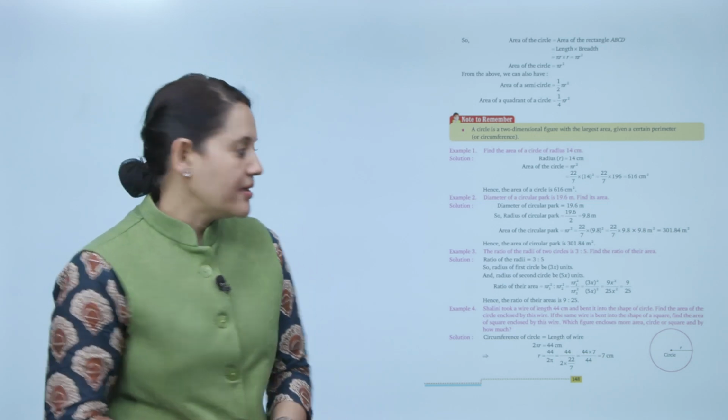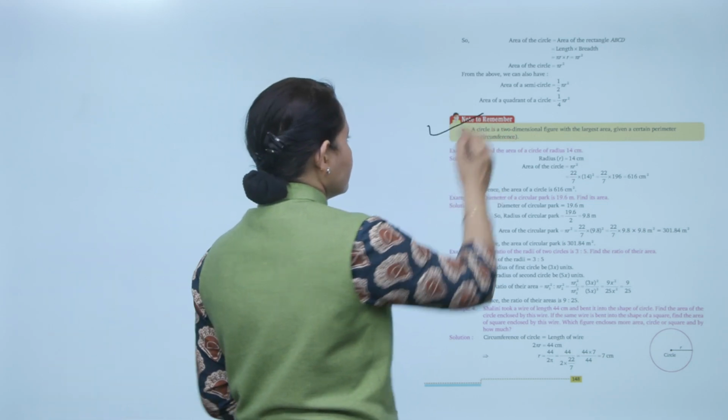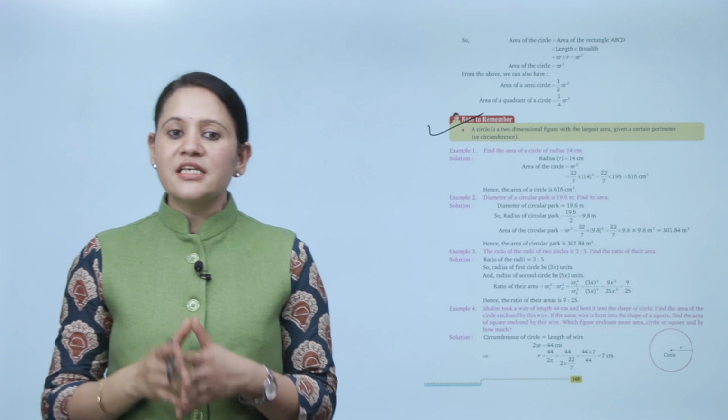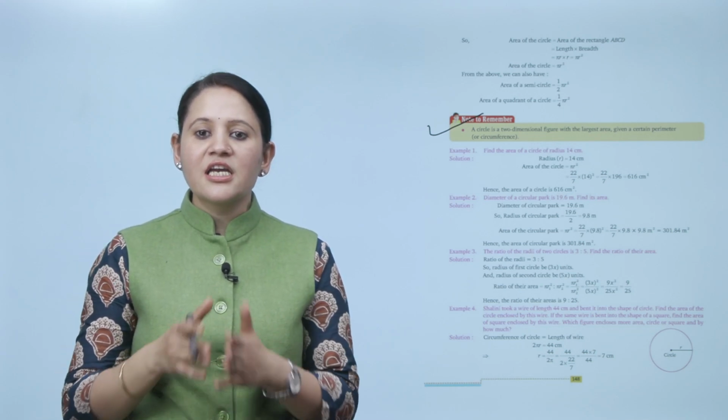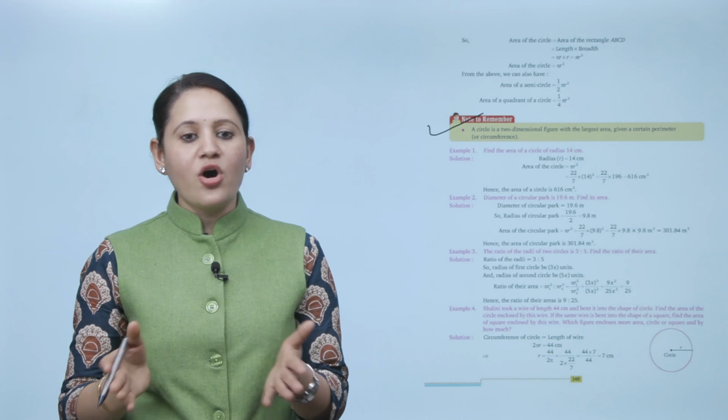Next is note to remember. A circle is a two-dimensional figure with the largest area for a given perimeter or circumference.